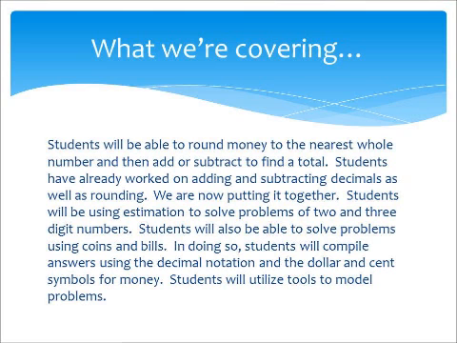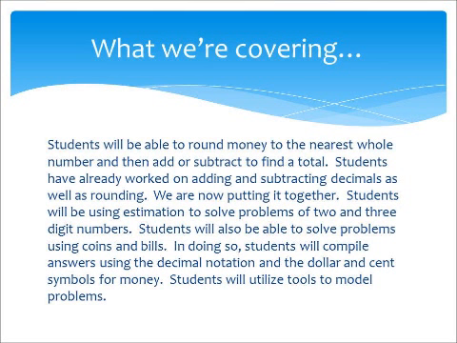During this lesson, students will be able to round money to the nearest whole number and then add or subtract to find a total. Students have already worked on adding and subtracting decimals as well as rounding. We are now putting it all together. Students will be using estimation to solve problems of 2- and 3-digit numbers. Students will also be able to solve problems using coins and bills. In doing so, students will compile answers using the decimal notation and the dollar and cent symbols for money.